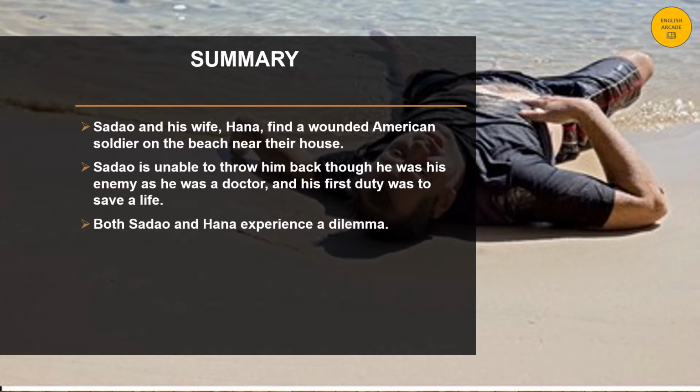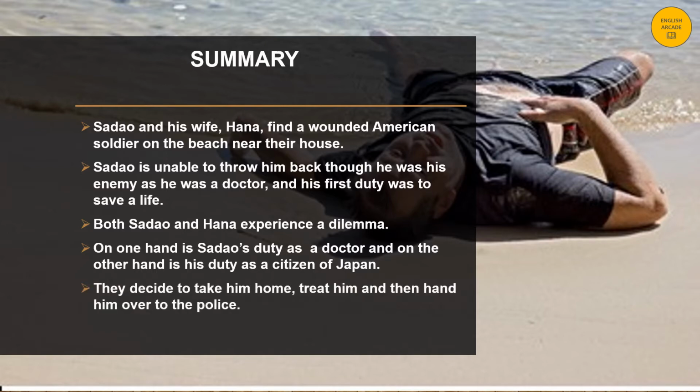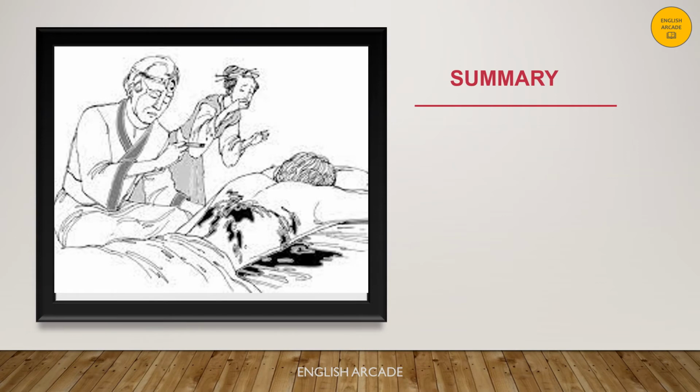So both Sadao and Hana experience a dilemma. On one hand, Sadao remembers his duty as a doctor, but on the other hand, he has to be conscious of his duty as a citizen of Japan. Finally, both of them decide to bring him home, treat him, and then hand him over to the police. He is an American prisoner of war, and he has a bullet in his body, which has to be removed surgically.